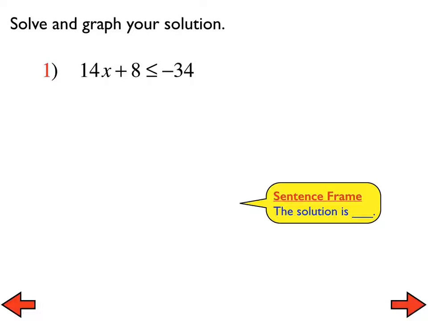All right, so let's do number 1, please. This is actually a review problem. You know how to do this problem. Go ahead and do it.